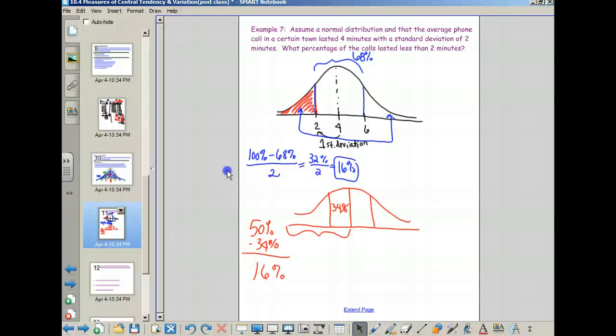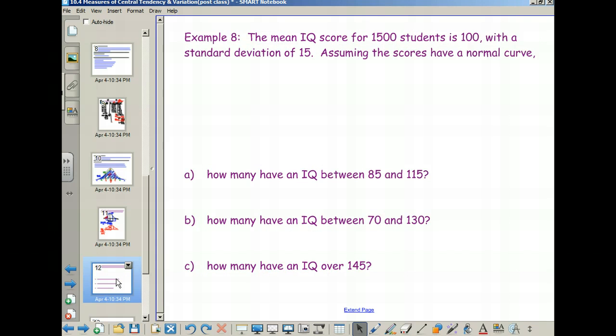All right. Let's take another one. IQ scores. The mean IQ score for 1,500 students is 100, with a standard deviation of 15. Assuming the scores have a normal curve, you have three things to answer. How many students have an IQ between 85 and 115? How many between 70 and 130? And how many over 145?